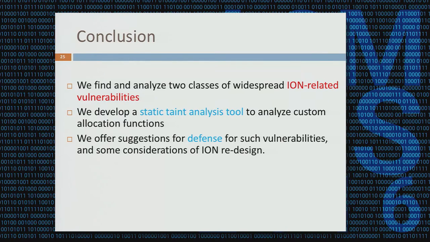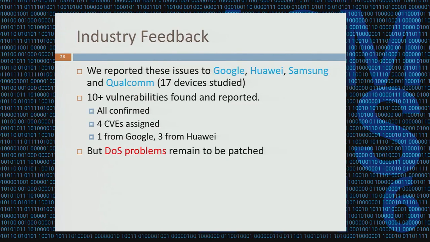Okay, basically, we have covered both classes of vulnerabilities. To conclude, we analyzed two classes of widespread I/O-related vulnerabilities. We have analyzed their root cause. We have developed a static taint analysis tool to analyze the custom allocation functions. And we also offer suggestions for defense and discovery of these vulnerabilities. And we also reported our findings to the industry.